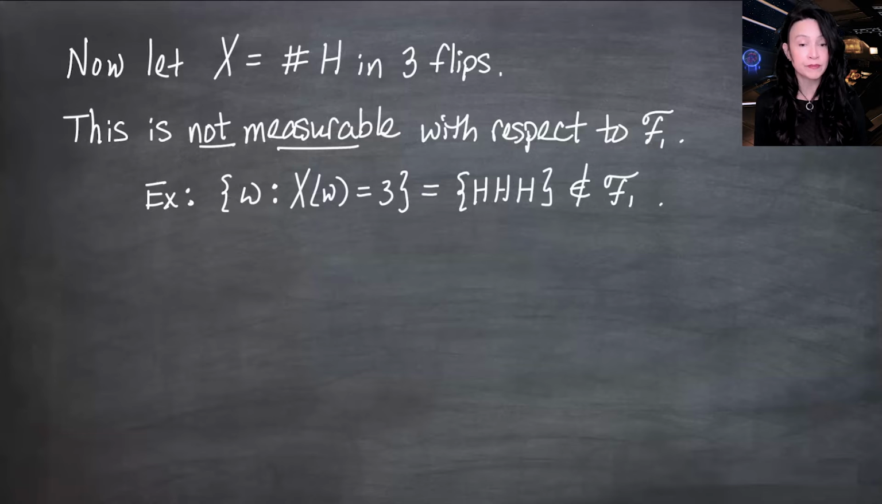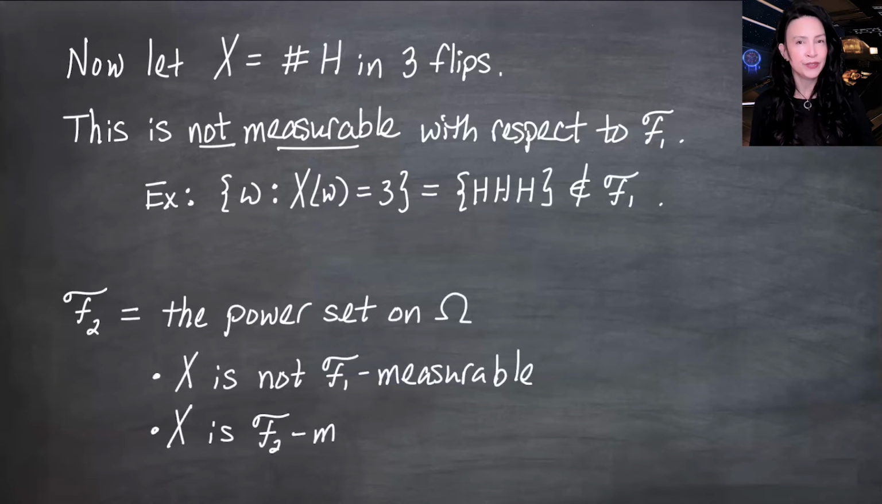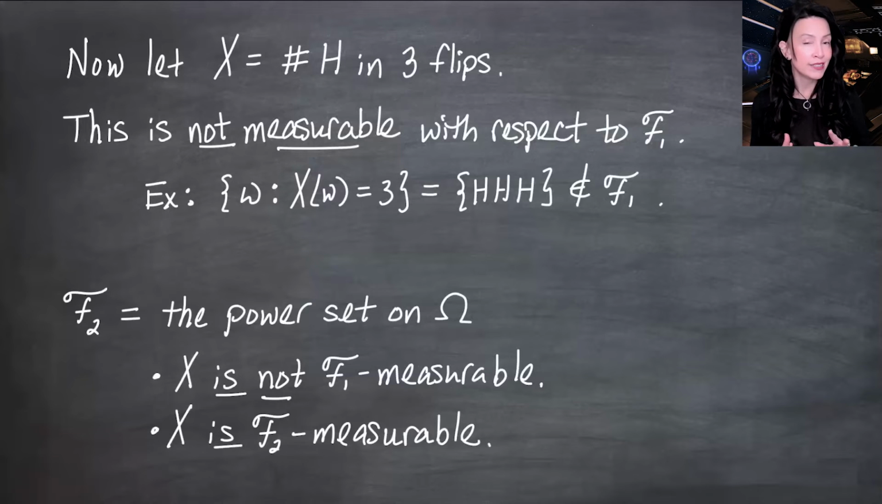If we let curly F2 be the power set for omega, this is the collection of sets consisting of all possible subsets of omega, and we have defined probabilities for all of those, then we will have enough information to find probabilities for this random variable being the number of heads in 3 tosses. So this random variable x defined here is measurable with respect to F2, but again, not measurable with respect to F1. And this sort of begs the question, is there a smallish sigma field for which this x is measurable? And that's coming up in the next video.